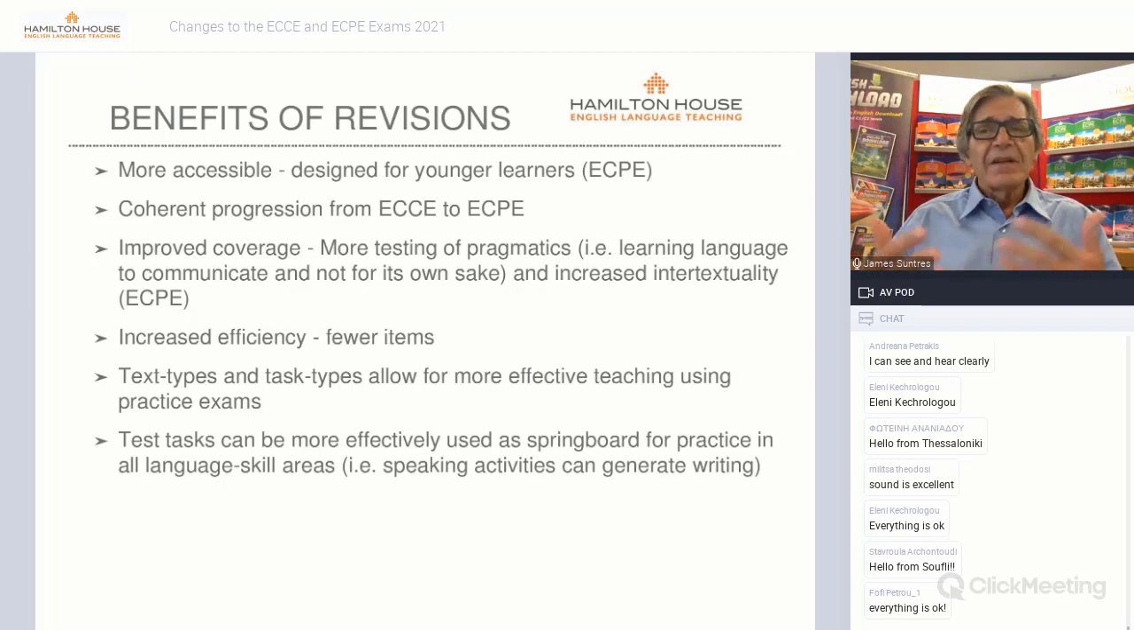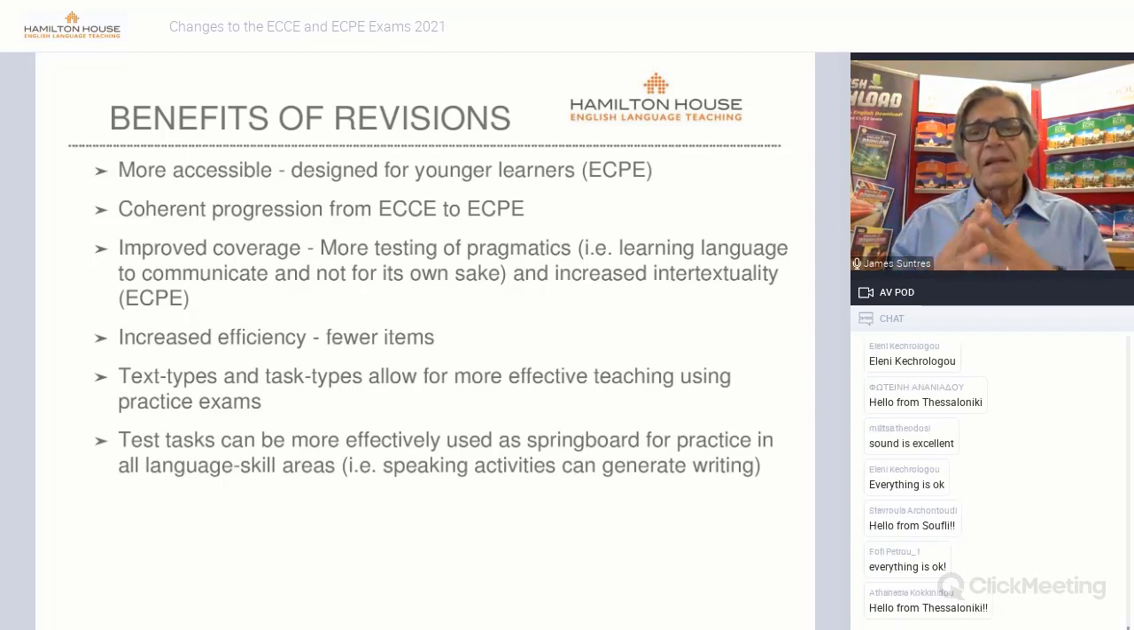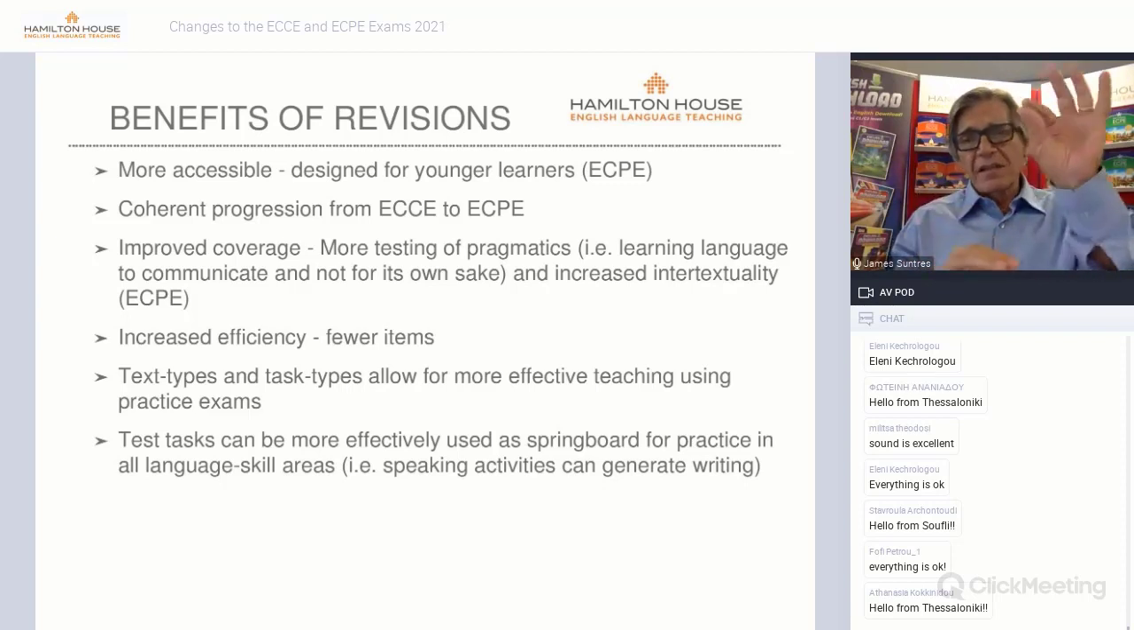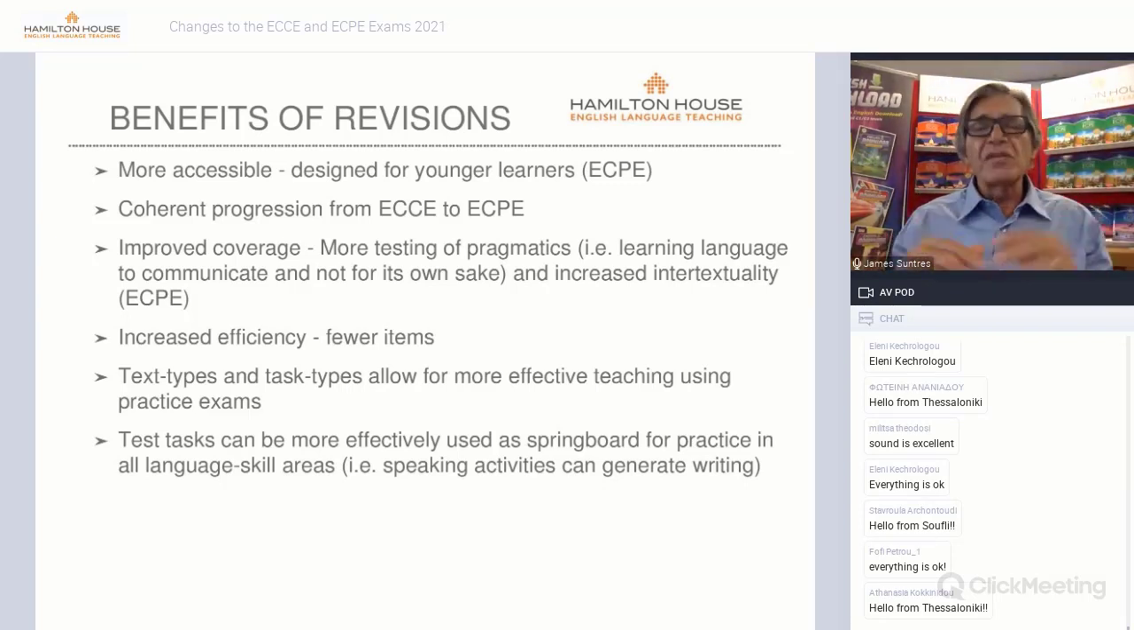So we have the two elements. Actually, there are three elements. There's teaching, there's testing, and there's language use. Imagine a triangle where in each apex there's testing, teaching, and use. And now we have these three elements even more closely related.